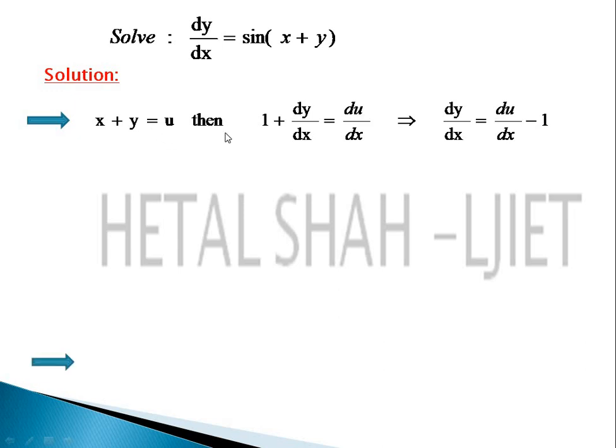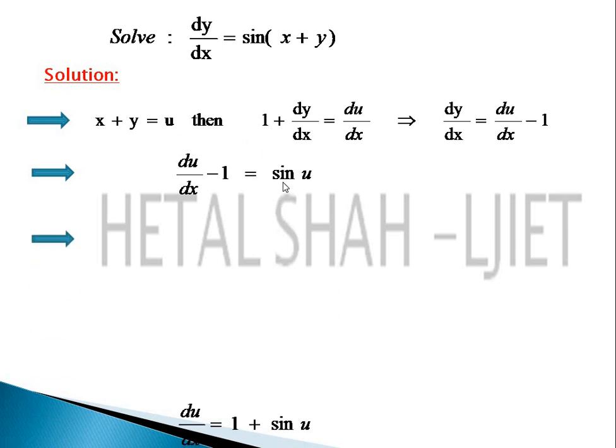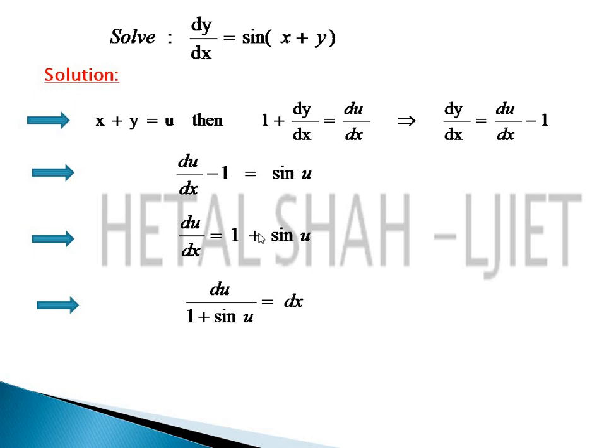Substitute this value in the given differential equation. So in place of dy by dx we write du by dx minus 1, which is equal to sin(x plus y), but x plus y is u, so sin u. So the next step is du by dx is equal to 1 plus sin u. Now du upon 1 plus sin u is equal to dx.